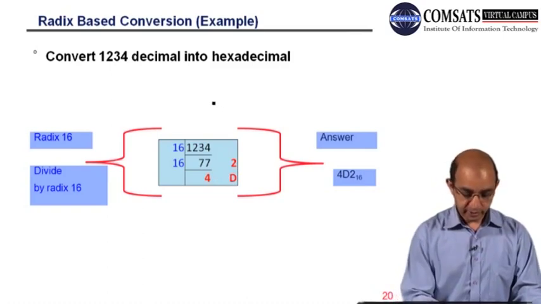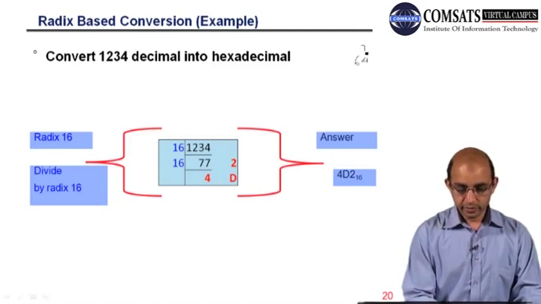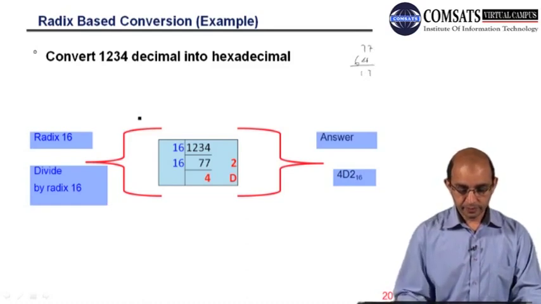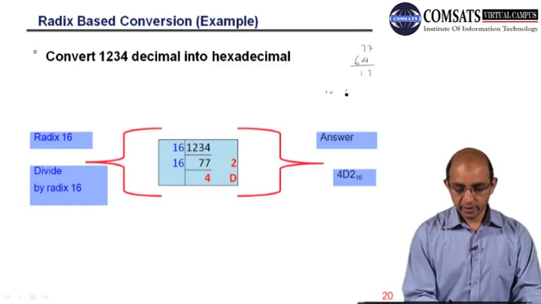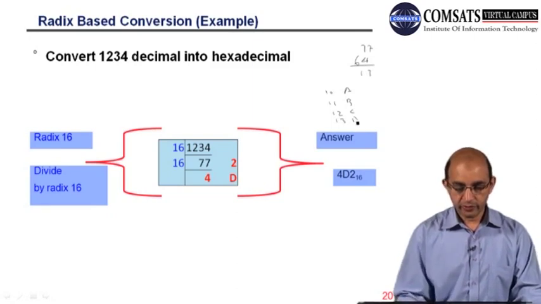In other words, 64, 77, right? So we are having 13. So 10 is A, right? 11 is B, 12 is C, 13 is D, right? So we have mentioned D. So this is most significant and this is least significant, right?